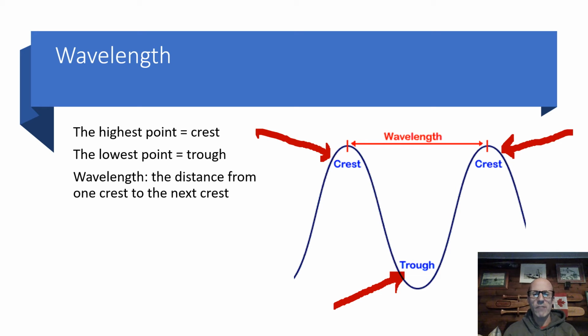A wavelength is a distance from one crest to another. So in this picture, we're looking at this distance right here. And of course, the closer those crests are together, the tighter the wave, the more energy it has, the more dangerous it is.